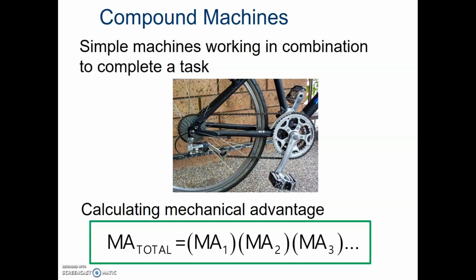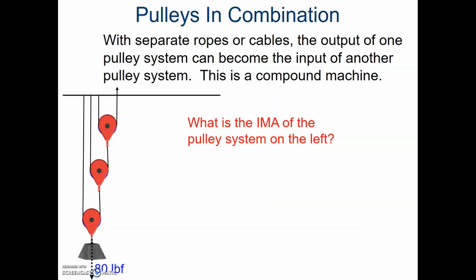Now, to calculate the mechanical advantage of a compound machine, all you need to do is find the individual mechanical advantage of the simple machines inside of the compound machine and multiply them together. And that's it. So if you have a compound machine that's made up of a lever connected to a wheel and axle connected to a pulley, you would just treat all three of those as individual parts, calculate their mechanical advantage, and multiply those three together. So let's look at some examples of how this might actually work.